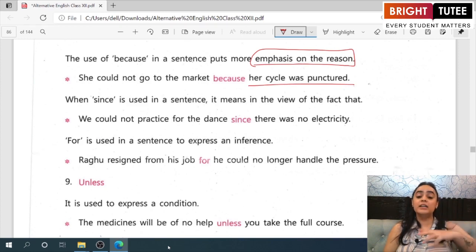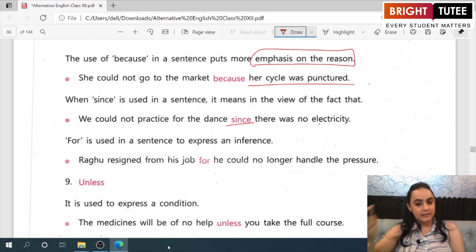When since is used in a sentence, it means in view of the fact that. So when you are considering a fact in view of something, then also we use since. We could not practice for the dance since there was no electricity. So the fact that there was no electricity, we could not practice.